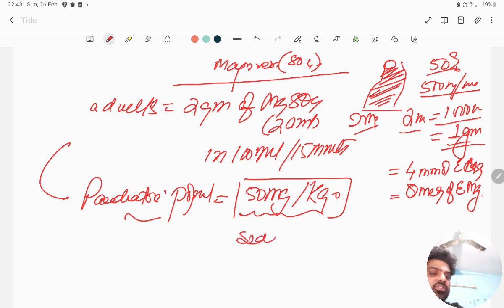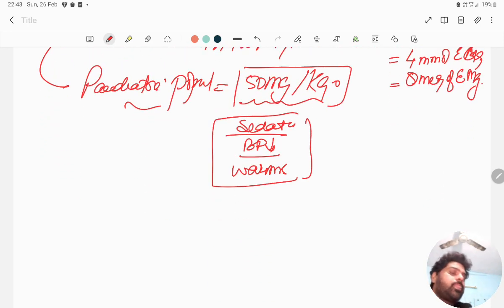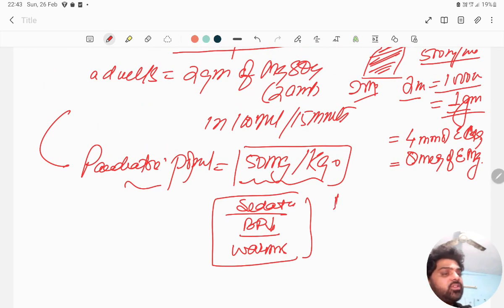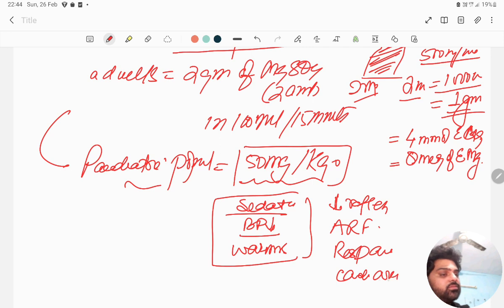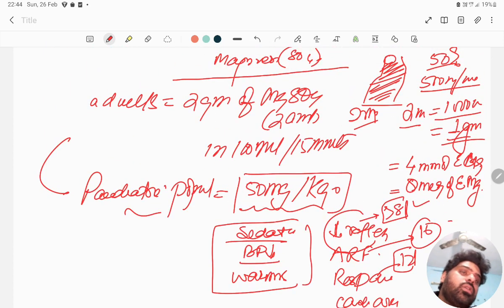Please remember, magnesium can cause sedation, hypotension, and a feeling of warmth. At higher doses, it can cause decreased reflexes, acute renal failure, respiratory arrest, and cardiac arrest. Cardiac arrest occurs at 25 milliequivalent, respiratory arrest occurs at 12, acute renal failure occurs around 16, and decreased reflex occurs after 8 milliequivalent per liter. So these are the side effects of magnesium.